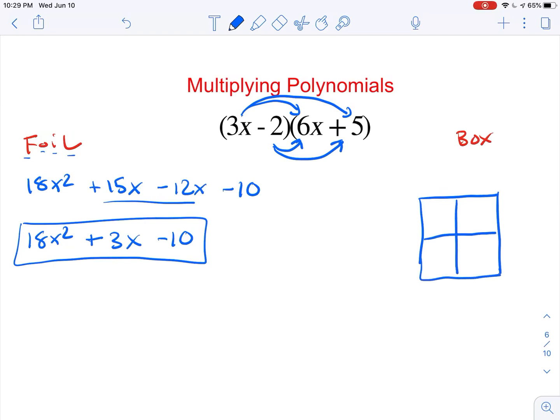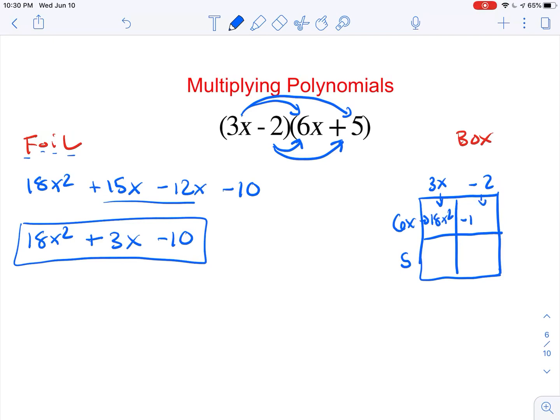The box method is done by setting up the number of rows and columns to match the number of terms in each expression. So for this one, it's 2 by 2 because there are 2 terms in the first parentheses and 2 terms in the second parentheses. Next, we line the parentheses with the terms from each expression. Okay, and then we multiply box by box, and we look at the top and the right.